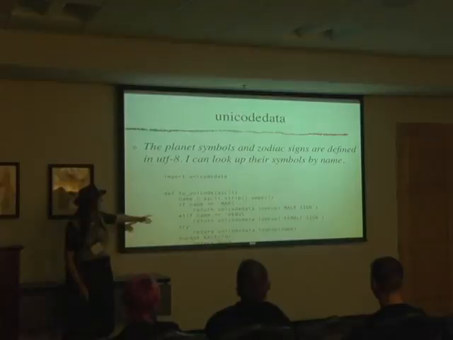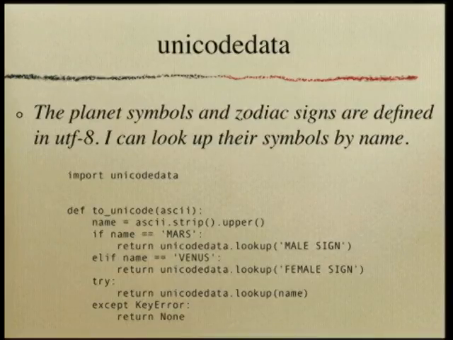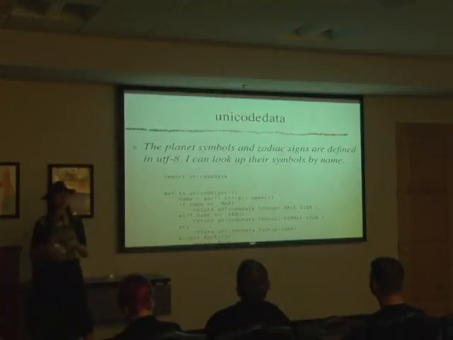So I wrote a fun little thing that says, okay, if I want a planet, I'm going to give it its name. I will turn it into uppercase. And if it's Mars or Venus, you change the name, because it doesn't actually know the planets. And then you just try and look it up using Unicode data. So I don't have to know the Unicode code points. I don't have to look them up. All I do in my Python code is give it a string, and it will return the Unicode symbol for that string. So that was pretty fun.